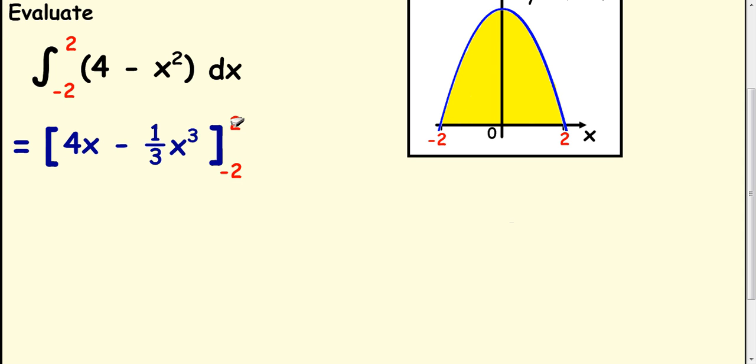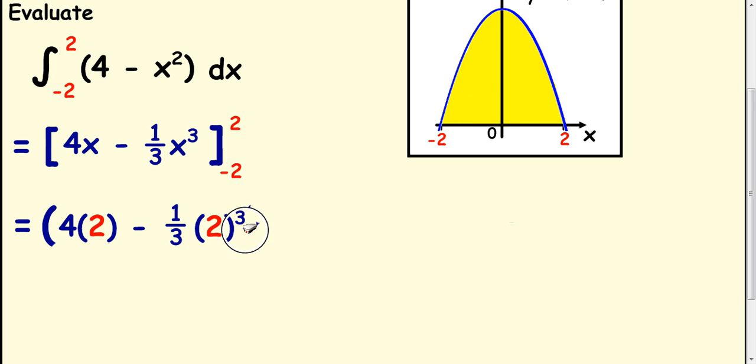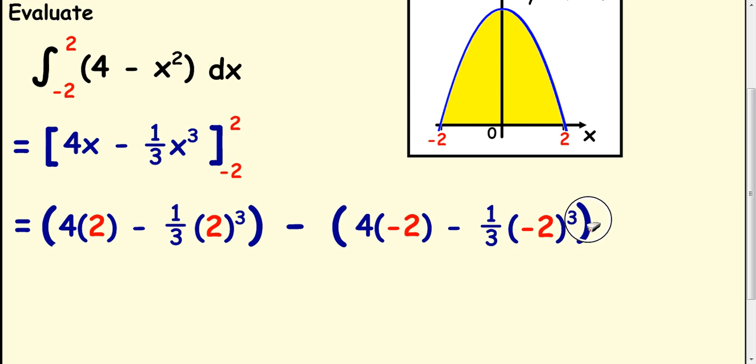Now we substitute the 2 in. A common mistake here is to put the 2 in this one and the negative 2 here, but the 2 is substituted in both parts here, and then you take away and then substitute the negative 2 into both parts as well. So it's going to be 4 times 2, take away a third times 2 cubed, not negative 2, then take away 4 times negative 2, take away a third times negative 2 cubed.